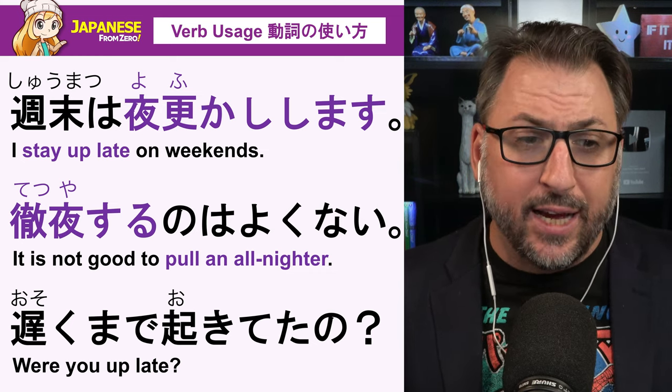Denki o tsukemashita. Now this one's a little bit tricky. Right away you might think, well, denki means electricity. So I turned on the electricity, like I got a new house and there was no electricity and I went to the power company and I paid the fee and I turned it on. No, denki here means light. Denki o tsukemashita. I turned on the light. It means light. People use it as light, like so much. Okay.